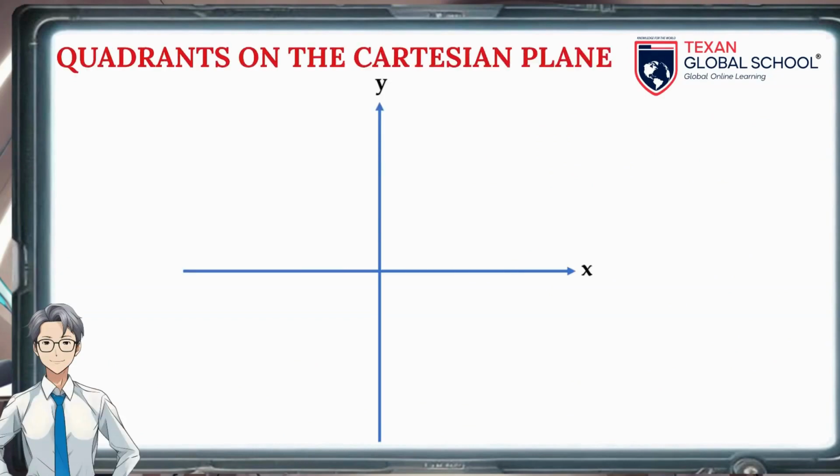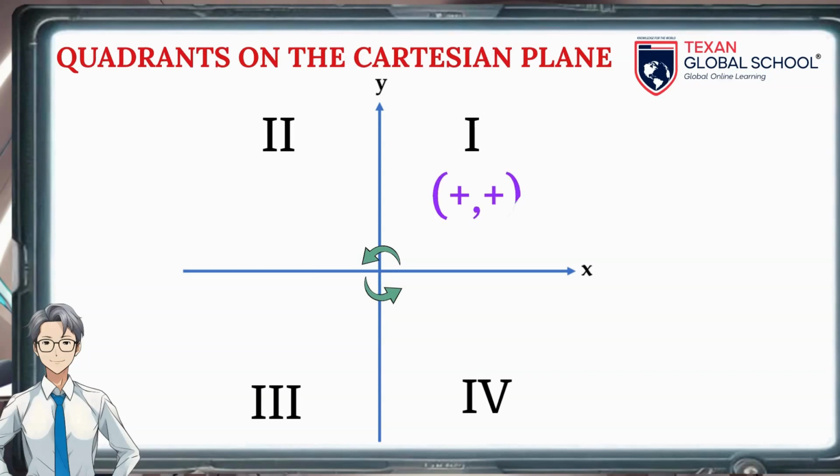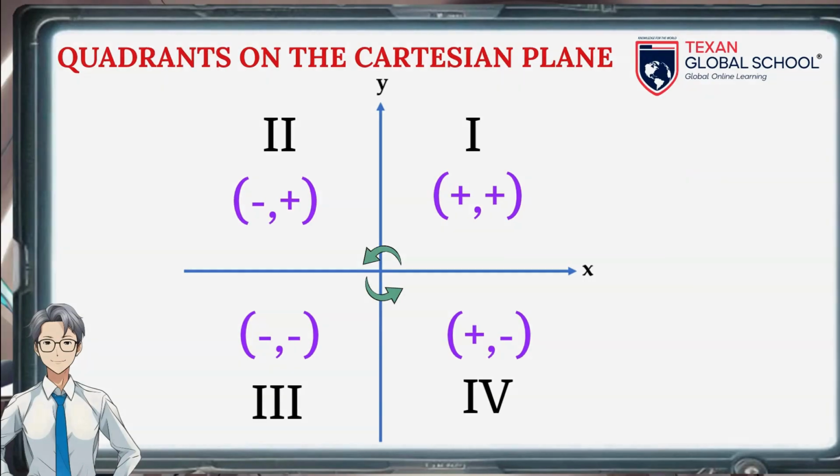It is also important to remember that the Cartesian plane is divided into 4 quadrants, which are arranged in a positive or counterclockwise direction. Quadrant 1 contains coordinates where the abscissa and ordinate are positive. In Quadrant 2, the abscissa is negative and the ordinate is positive. In Quadrant 3, both are negative. And in Quadrant 4, the abscissa is positive and the ordinate is negative.